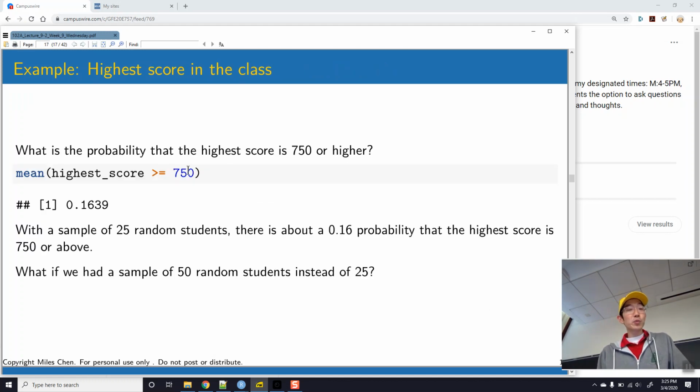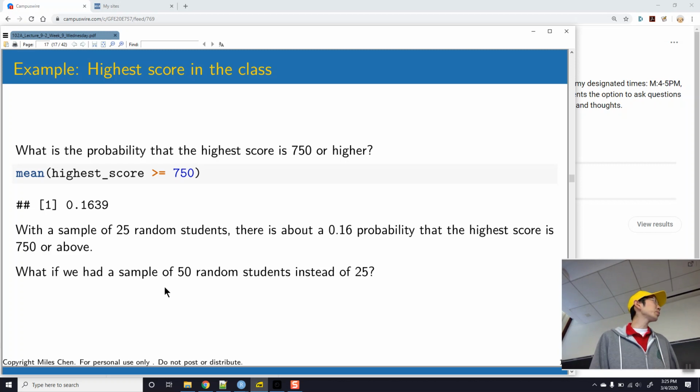And then here the question is, what's the probability that the highest score is 750 or higher? Well, I just say, well, how many of my highest scores are 750 or higher, and then what proportion? So this will turn it into trues and falses, and I say, what's the mean to get my proportion? And it looks like there's a probability of around 16%, 0.1639, okay? So there's around 0.16 probability, right?